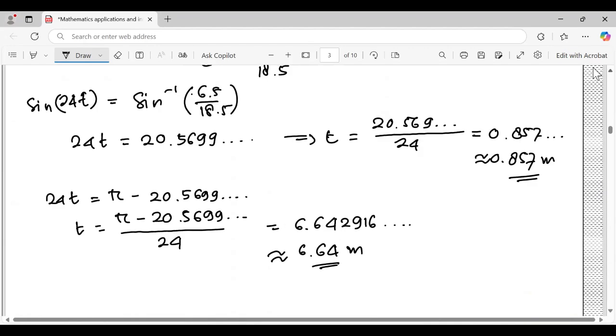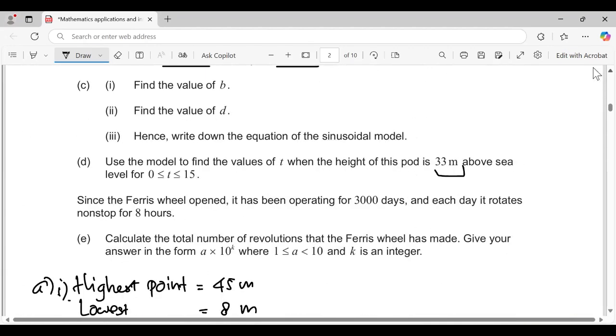Okay. For the next question, the Ferris wheel has been operating for 3,000 days, and each day it rotates non-stop for 8 hours. Calculate the total number of revolutions that the Ferris wheel has made. Give your answer in the form A times 10 power k, where A is in the interval 1 to 10 and k is an integer.